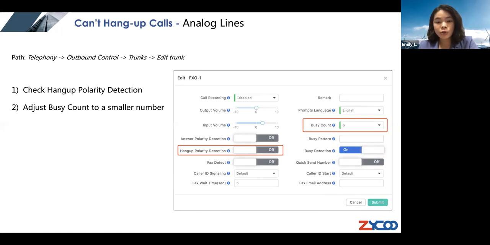And if your hang up priority detection is off, you can try to adjust the BC count to a smaller number. The default BC count we set is 6, but you can try a smaller number, such as 1 or 2. That is the number of counts from the signals to decide if the hang up is activated. So if you adjust the number of counts, it might work.